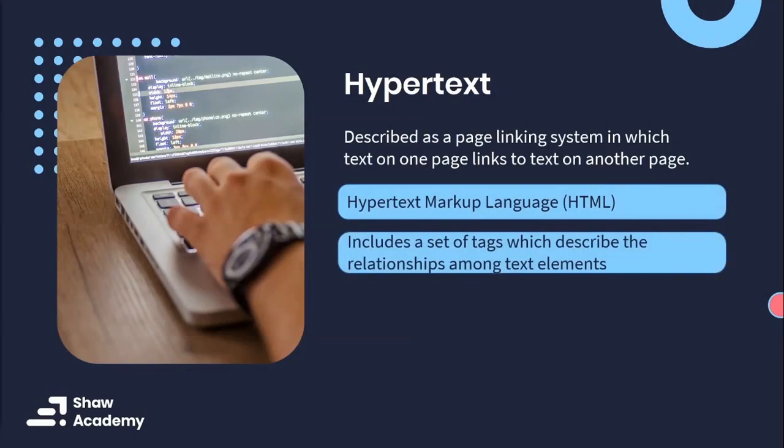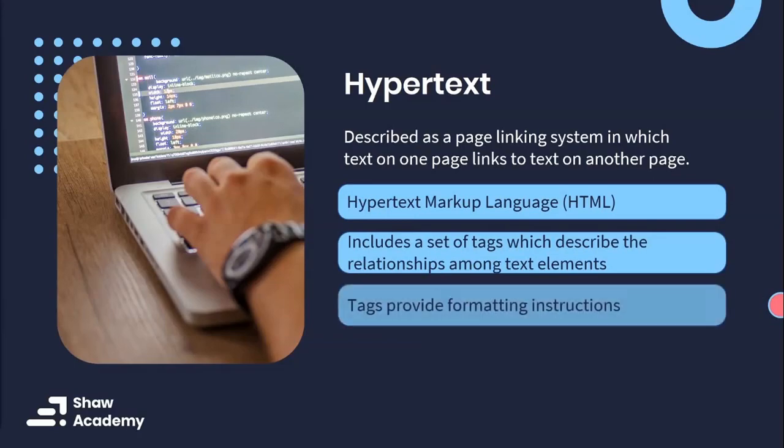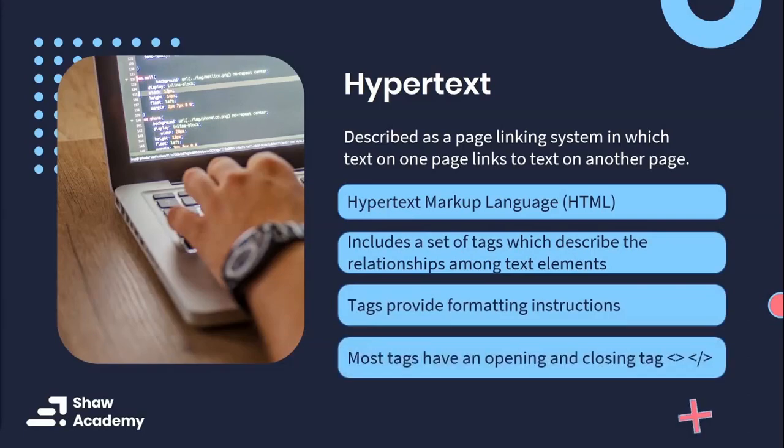And essentially, HTML documents include a set of tags which describe the relationship among elements. Now, an element could be something like a paragraph tag, a div container, a button, an input form. These are all elements of the web, okay? And tags provide formatting instructions to the client so that they are rendered correctly in our browser, for example. And then lastly, most tags have an opening and a closing tag, and this is how we stipulate them. Okay, now not all tags have an opening and closing tag, but when we get into web development, I'll show you a couple of examples.